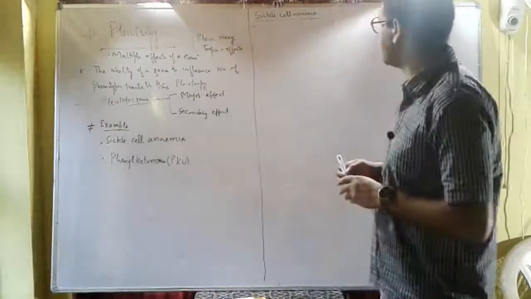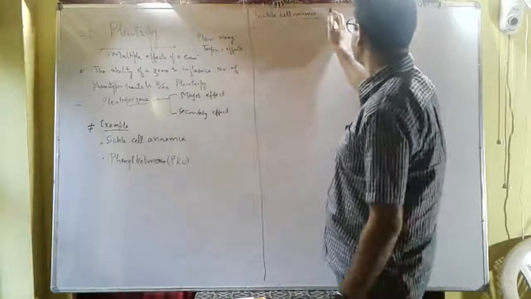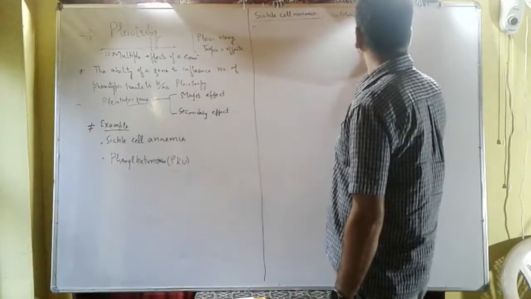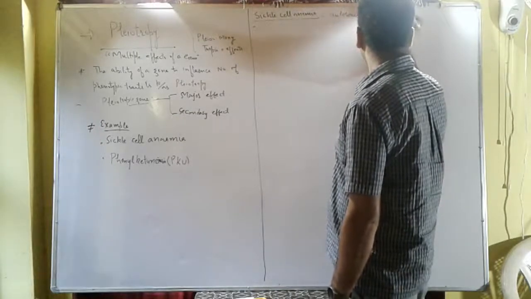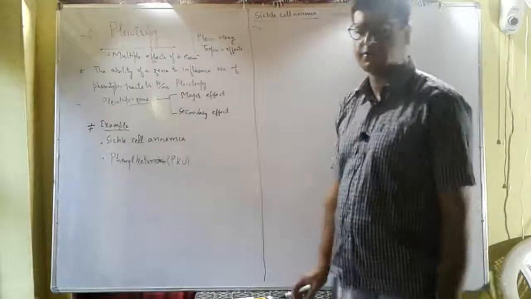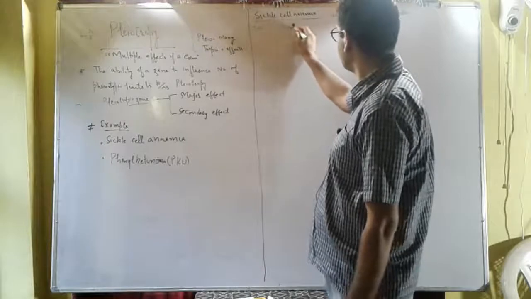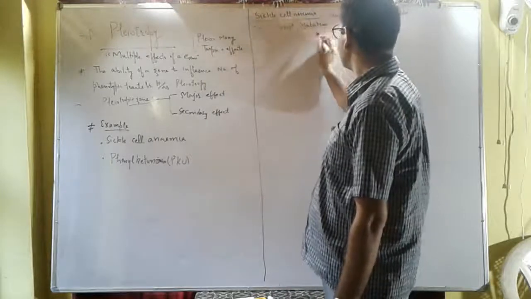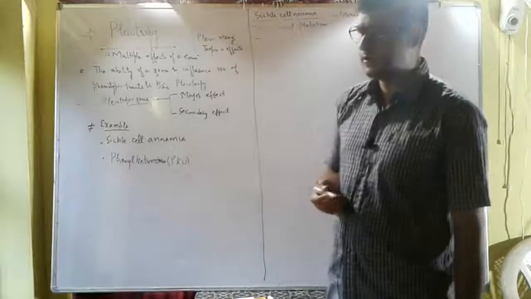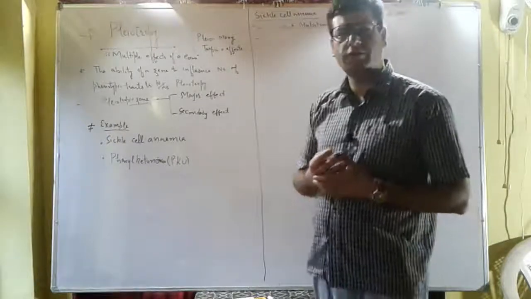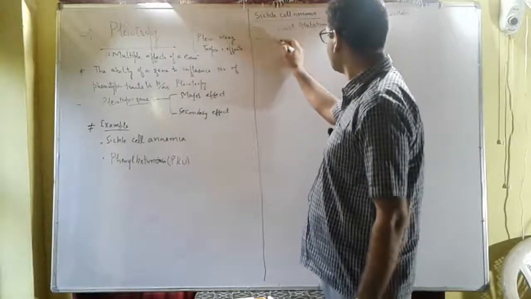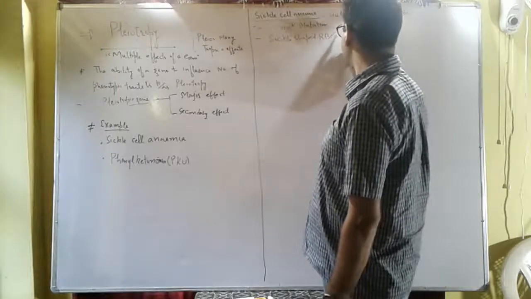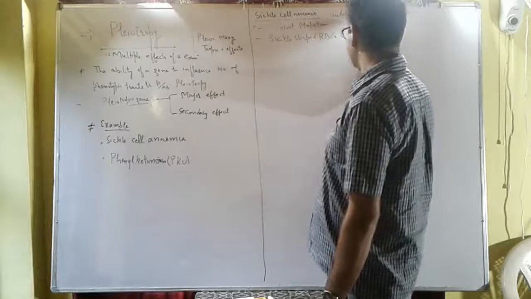Sickle cell anemia is an autosomal hereditary disorder. It is caused by a point mutation of a gene, and it results in distorted RBCs, what are called sickle-shaped RBCs, or sickle-shaped erythrocytes.